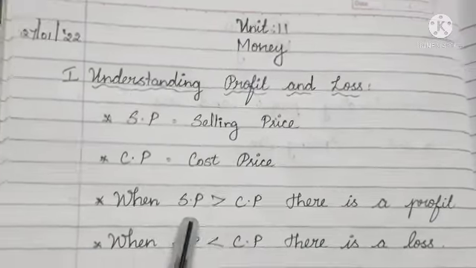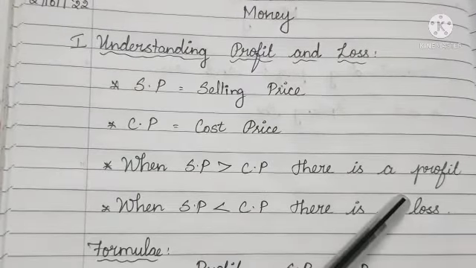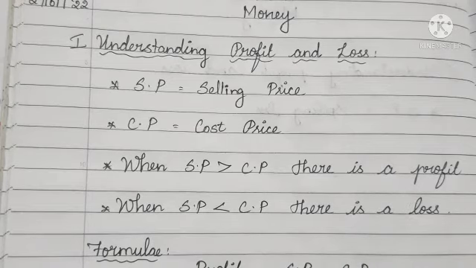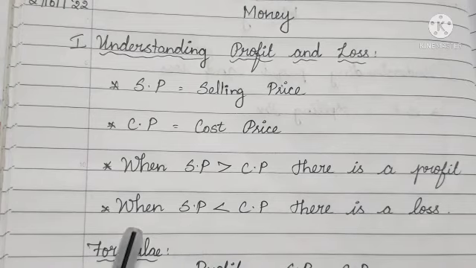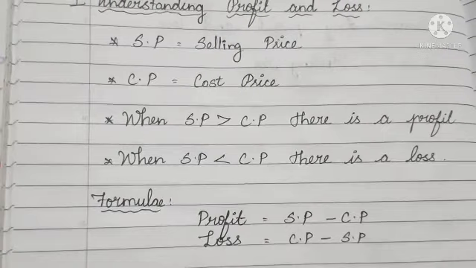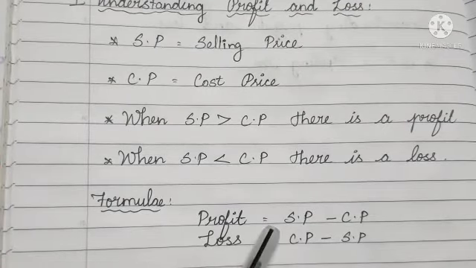Next, when SP is greater than CP, that means selling price is greater than cost price, there is a profit. When selling price is less than cost price, there is a loss. And we have the formulas. Profit is equal to SP minus CP, that is selling price minus cost price. Loss is equal to CP minus SP, that means cost price minus selling price.